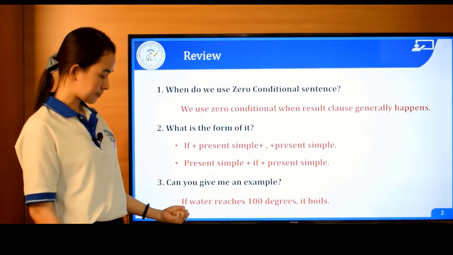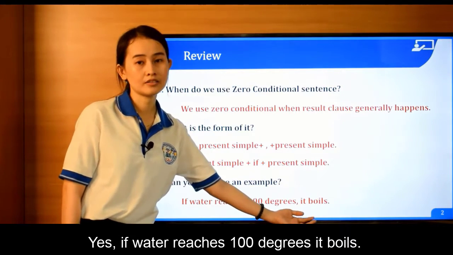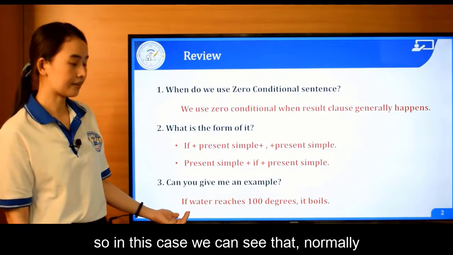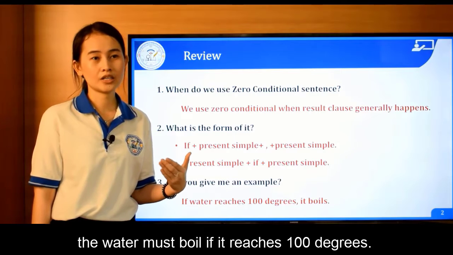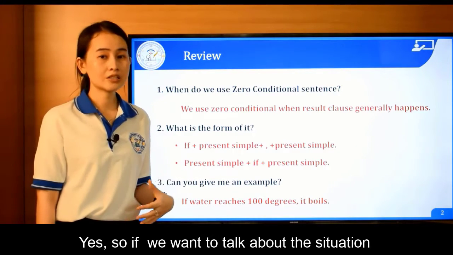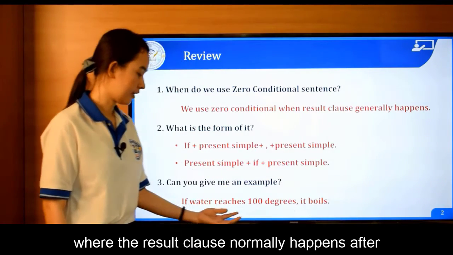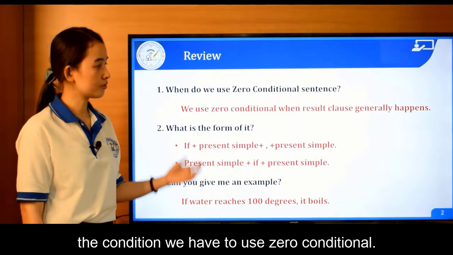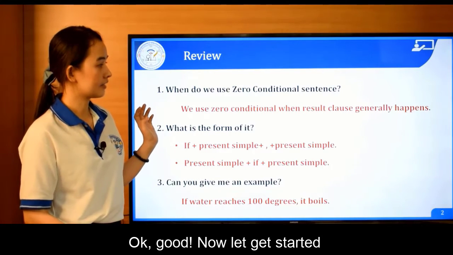Okay. Yes, if water reaches 100 degrees, it boils. So in this case, we can see that normally the water must boil if it reaches 100 degrees. Yes. So if we want to talk about the situation where the result clause normally happens after the condition, we have to use zero conditional. Okay, it's good. Now let's get started.